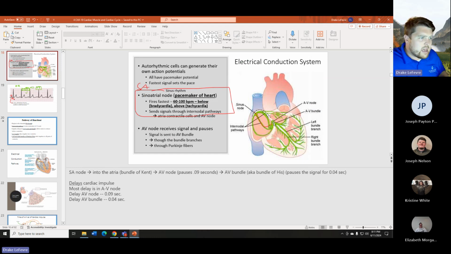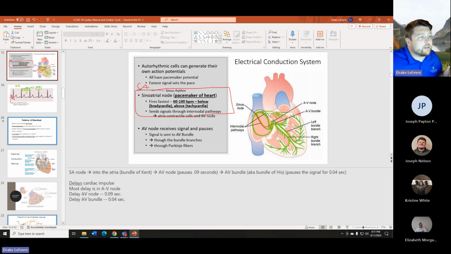Okay, this pause here at the AV node and the AV bundle, why do we think it's important that we get a pause there, that the signal doesn't immediately go down into the ventricles? So the valves have time to react. Exactly. So the valves have time to react. And also, if you think about it, we're looking at electrical signals here, not muscle contraction.